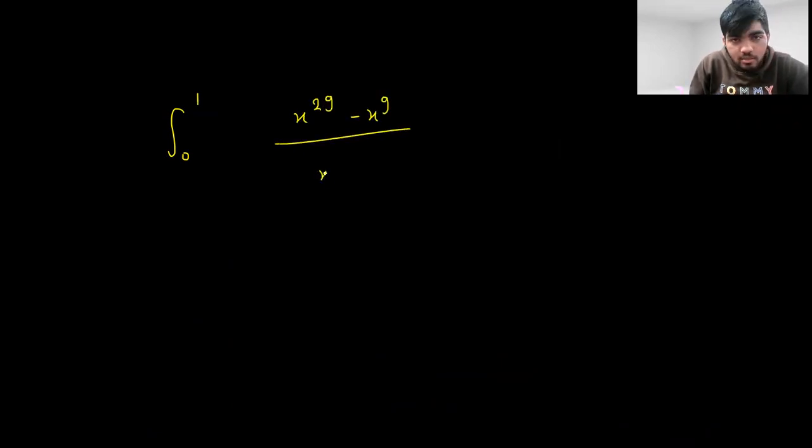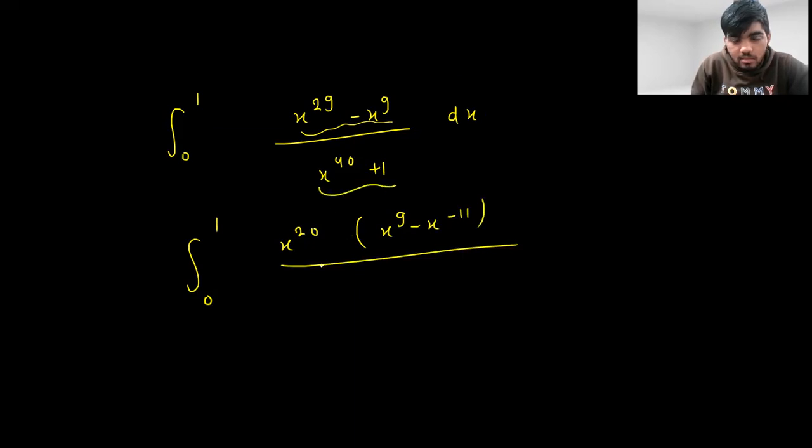The given integral is 0 to 1, (x^29 − x^9) divided by (x^40 + 1) dx. The first step is you take common x^20 from here. So this will become x^9 minus x^(−11), and you take x^20 common, so the denominator will become x^20 plus x^(−20) dx. It will cancel x^20.